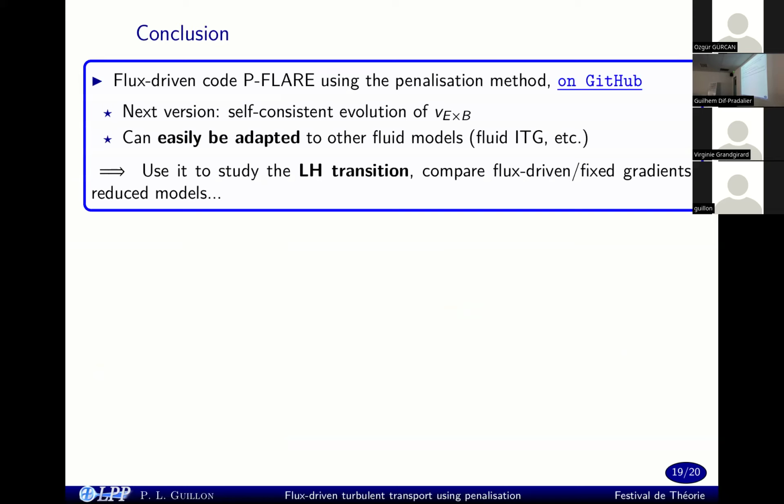Okay, so now I'll conclude. So we have developed this PFLARE code, which uses the penalization method to do flux-driven simulations using fast Fourier transforms. And the code is open source and available on GitHub. And because it's very flexible, it can be easily adapted to other fluid models like fluid ITG or even geophysical fluid models. And in the future, we would like, for example, to use it to study the electron transition if we had a mean incomplete profile, or study some model reductions.